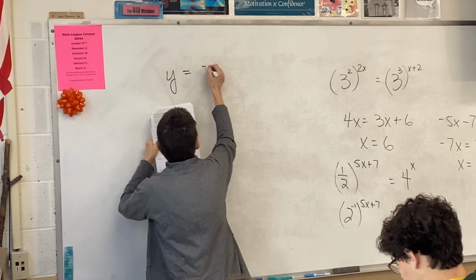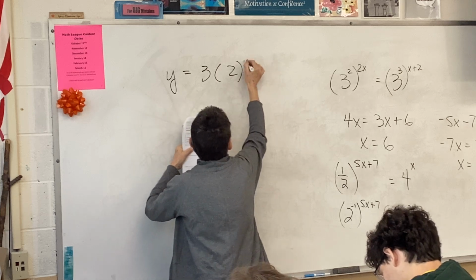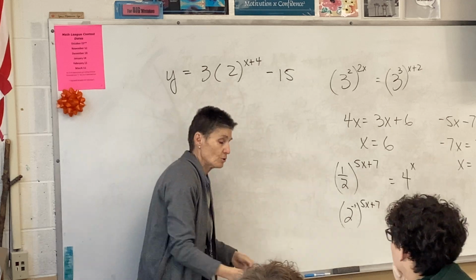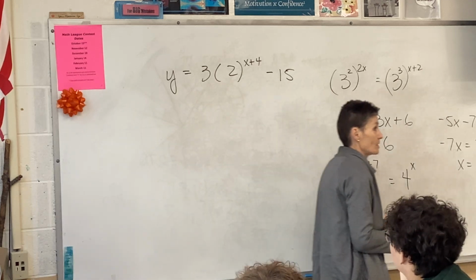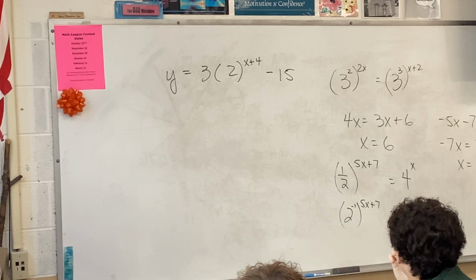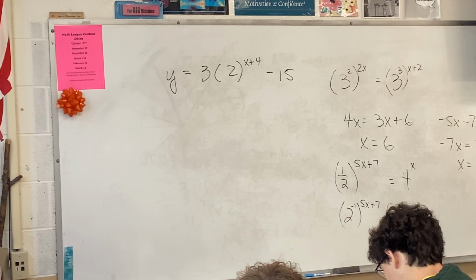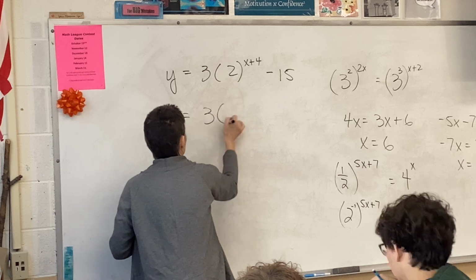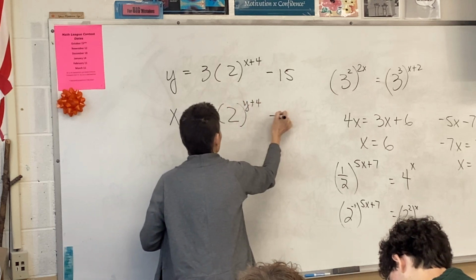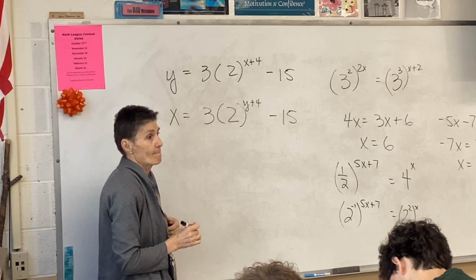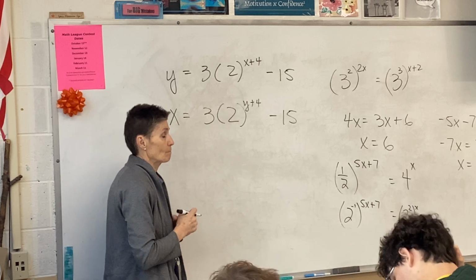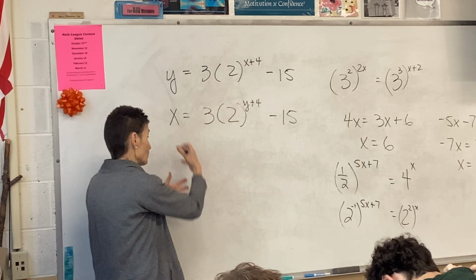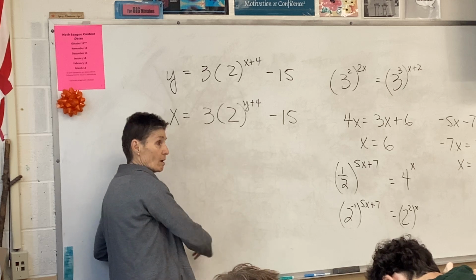Here is our problem. Our equation, there it is. And your job is to find the inverse. You know how to find inverses. We have an equation sitting in front of us. We switch x and y. So this is going to become x equals 3 times 2 to the y plus 4, minus 15. Now our job is to get y by itself. Ultimately, we want to do whatever we do and end up with y equals, and that will be our inverse.